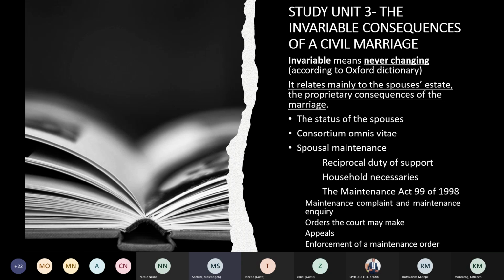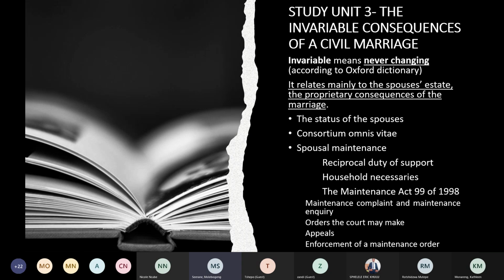As I was saying, the third invariable consequence of a civil marriage is spousal maintenance. As I said, it has three components that we'll be focusing on: the reciprocal duty of support between spouses, the second one would be the household necessities, and the other one is through the Maintenance Act. So we're going to start with the reciprocal duty of support between the spouses.